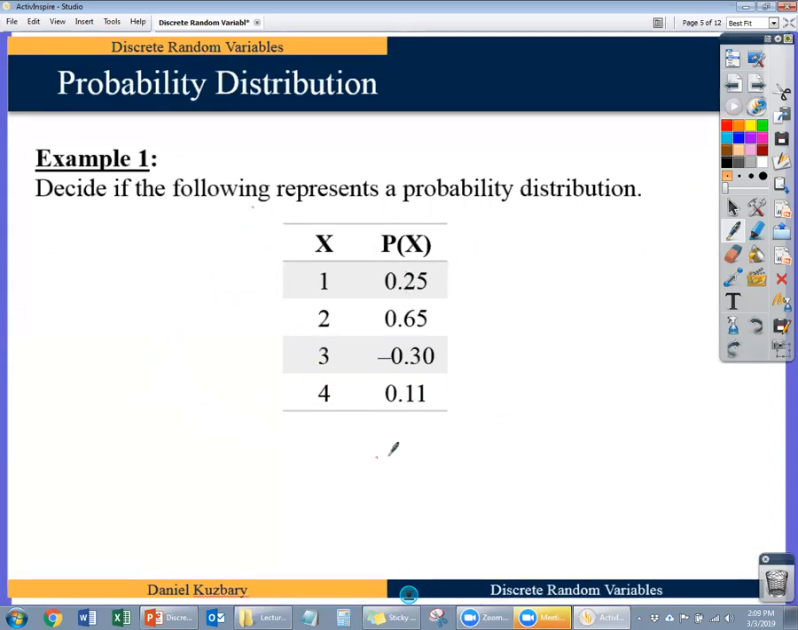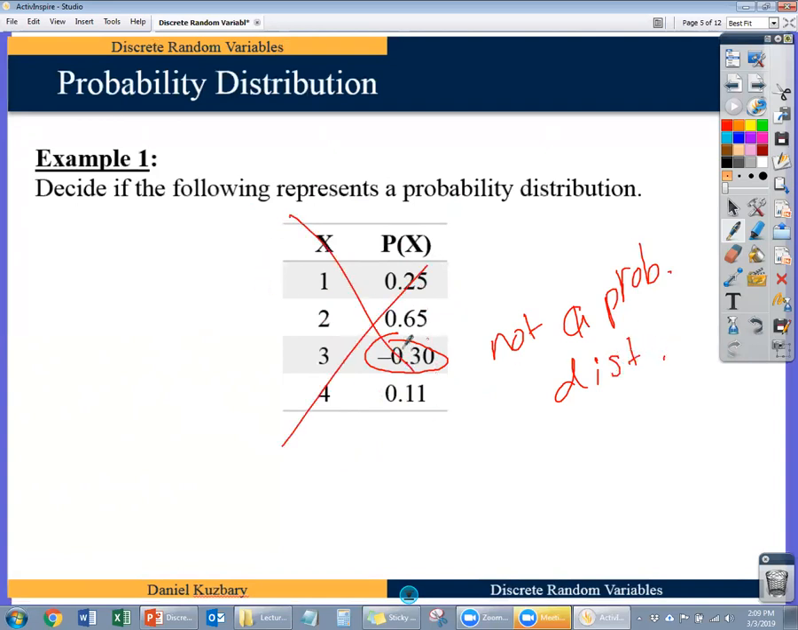So if you look at this probability distribution, you see it's discrete. You can list the outcomes. There's 4 of them, these numbers. And then you want to check the conditions. So the first one is make sure all the probabilities are between 0 and 1. And, oh, look, this one's not between 0 and 1. This one is less than 0. So this is not a probability distribution. We're not going to use this because this isn't a probability. So this whole thing is worthless. We're going to throw it out.